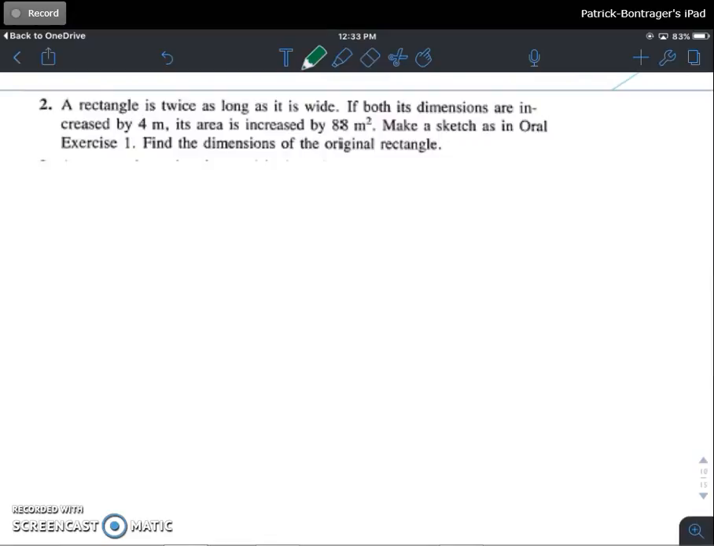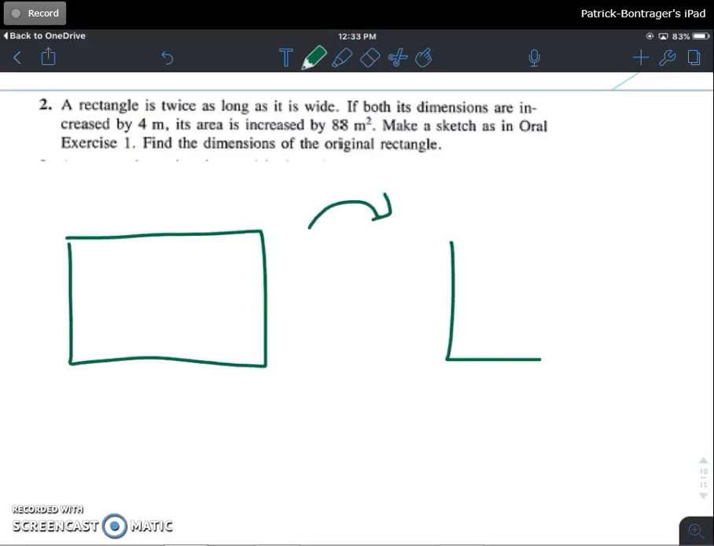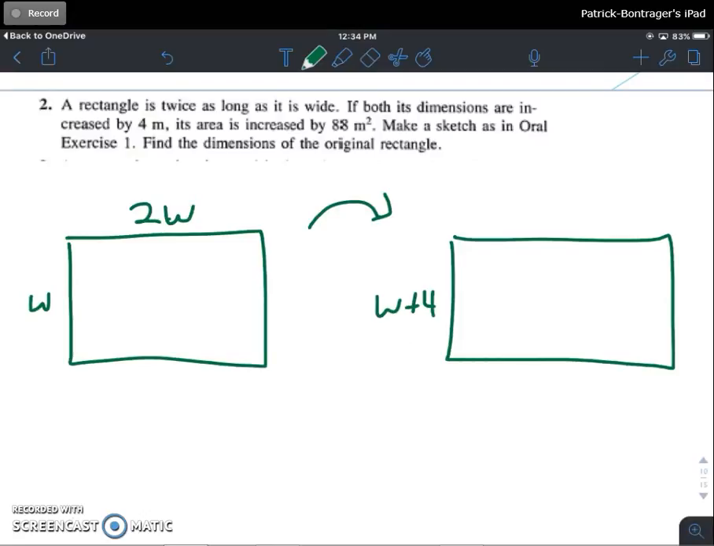A rectangle is twice as long as it is wide. If both the dimensions are increased by 4, the area is increased by 88. Make a sketch. Find the dimensions of the original rectangle. Okay, so I'm going to draw my rectangles again. A rectangle is twice as long as it is wide. So width, 2 times the width is my length. I'm going to increase by 4, so I'm going to add 4 to both sides. And it's increased by 88.